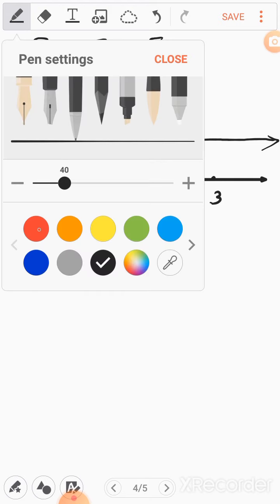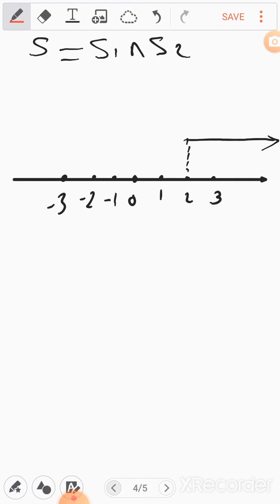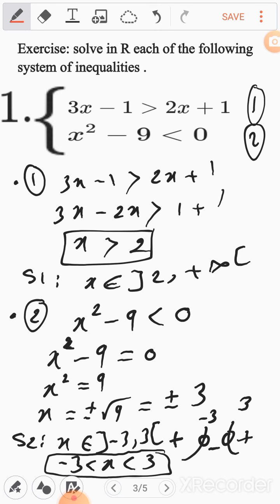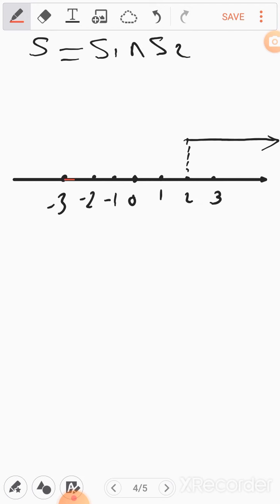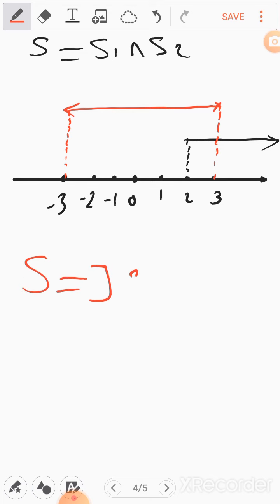Again, we have to represent the solution S2 on the number line, x between minus 3 and 3. So its representation on the number line, this is minus 3, this is 3. This is the representation of the solution S2 on the number line. So the common part between these two intervals is between 2, 3. So S is equal to the interval 2, 3.